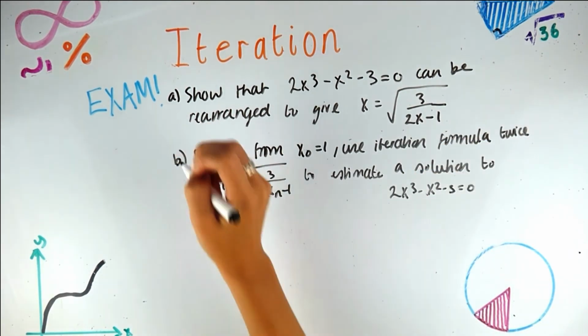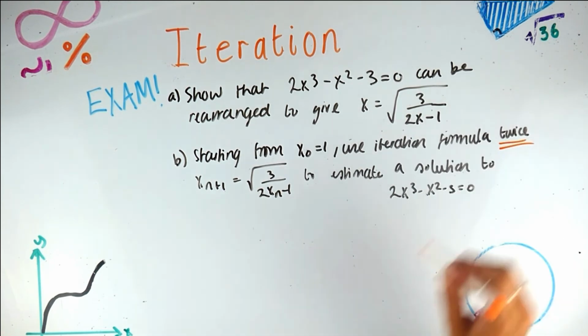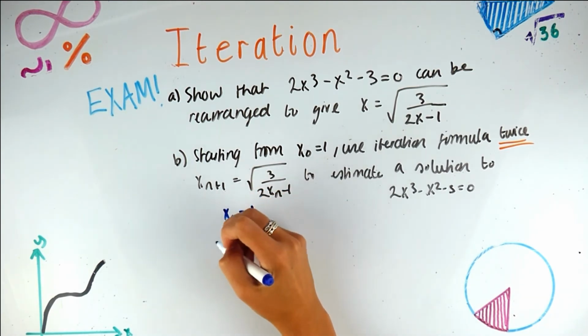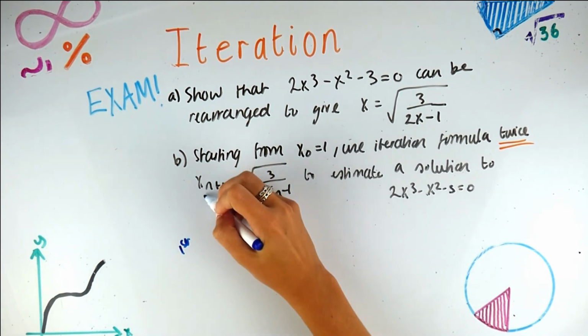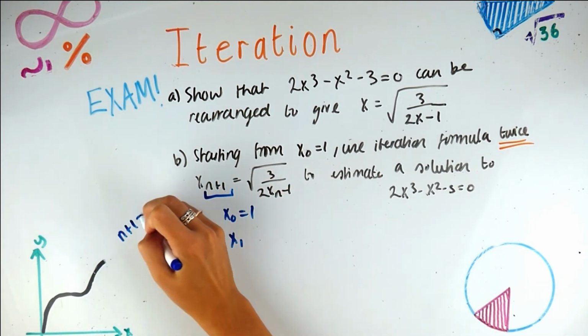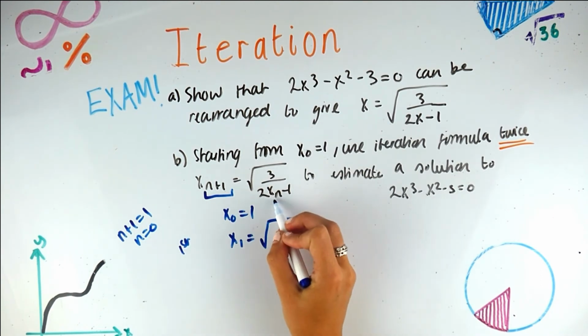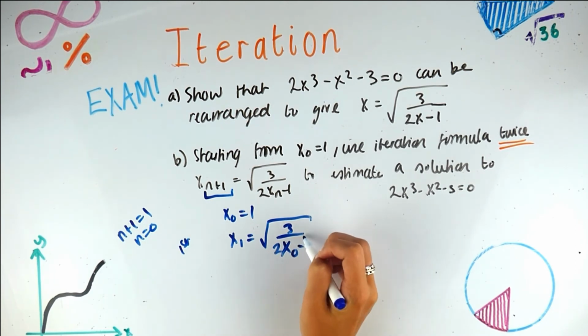Okay, so this is now the second part. So starting from x0 equals 1, use the iteration formula twice to estimate the solution. There's the formula, x_{n+1} equals, so it's exactly the same as that, but with the n's. So first we have x0 equals 1. So our first go, so we've got to do it twice, is x1. So that means we want this to equal 1, so n plus 1 to equal 1, so n is 0 in our formula. So x1 is going to be, n is 0 in this formula, so we have the square root of 3 over 2 x0 minus 1.